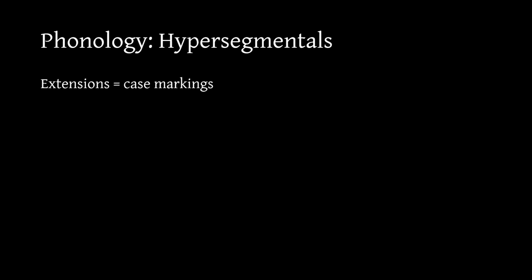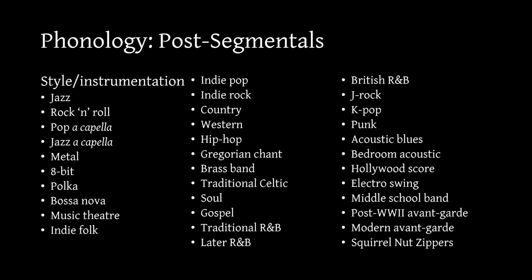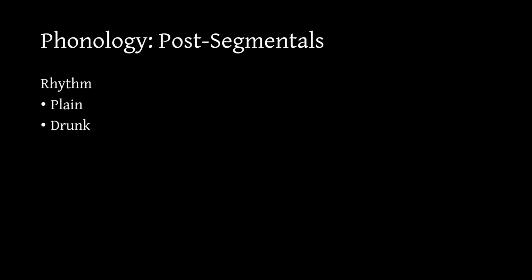We've also got, not just suprasegmentals and hypersegmentals, but also post-segmentals. One of these is style or instrumentation, so every verb can take one of these styles that I've got listed here, or instrumentations, however you want to define it. And that's basically how the clause that the verb is in sounds. We'll get to that later. There's also rhythm, so every noun has an inherent rhythm. It can either be plain or drunk. We'll get to that later.